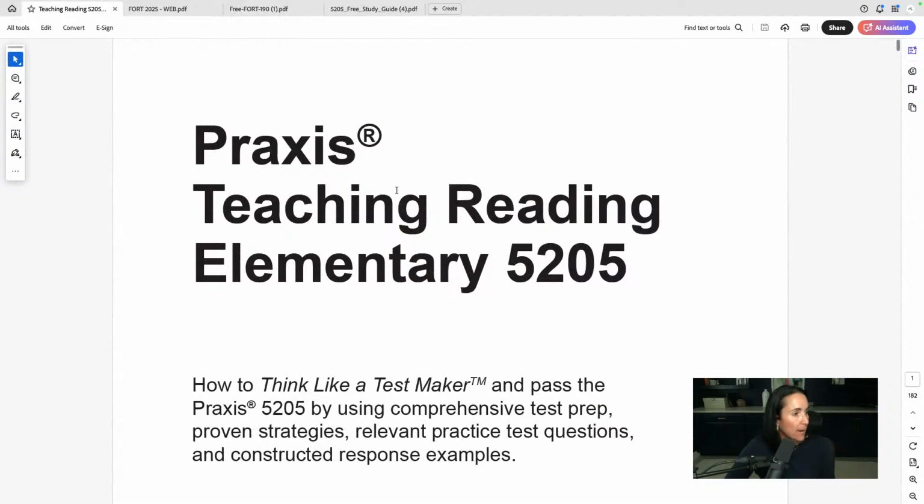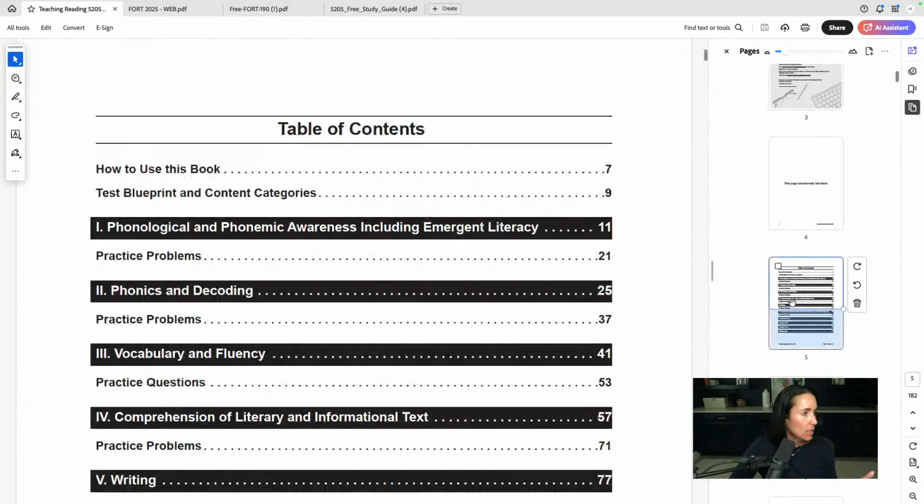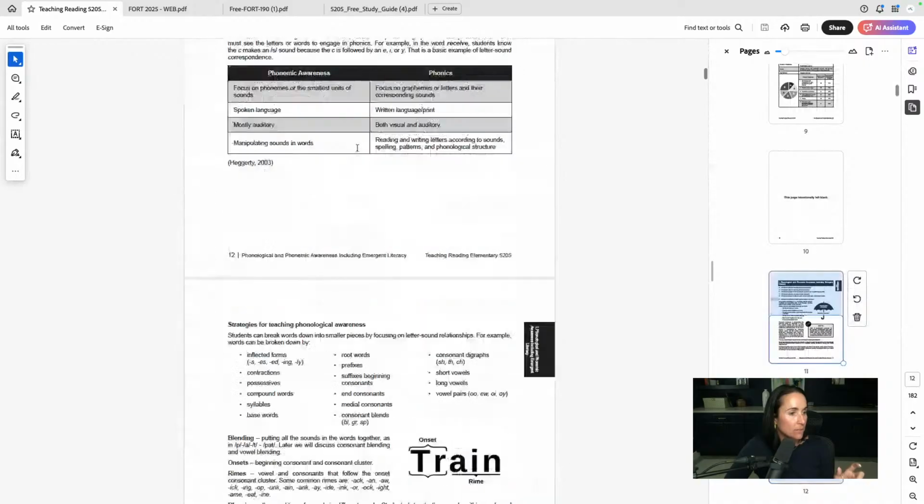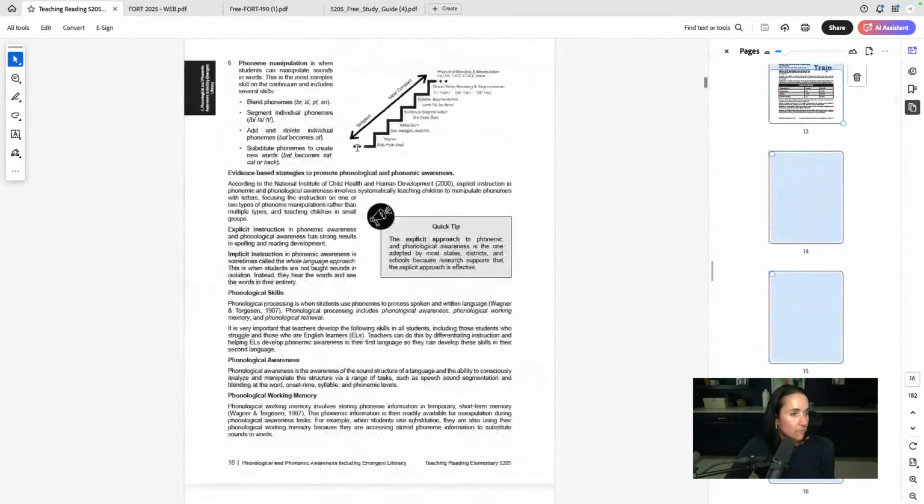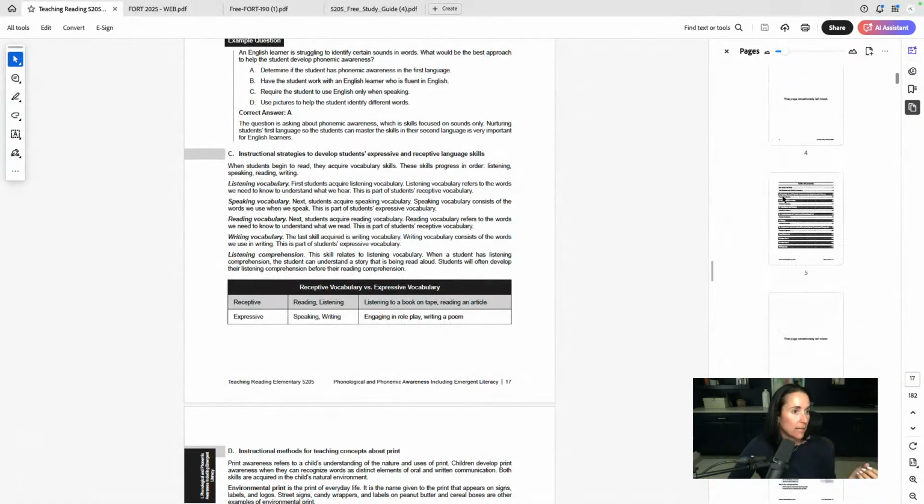So for the Praxis teaching reading, this is the paid study guide. So let me just show you the table of contents. You can see that we have the first part is phonological and phonemic awareness. Okay. And if you buy the digital study guide and you click here, it's hot. It'll take you to the part in the book where you want to be. Now look at all this information here. All of this information can be applied to the writing. I want you to pay attention to all this. Okay. Let me go back to here.